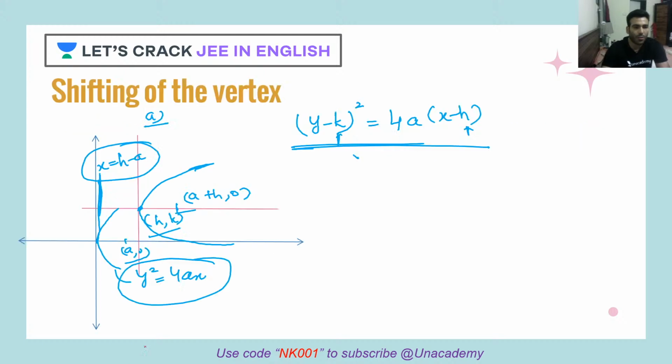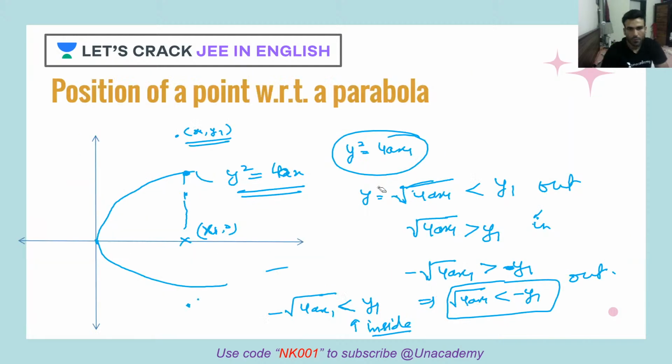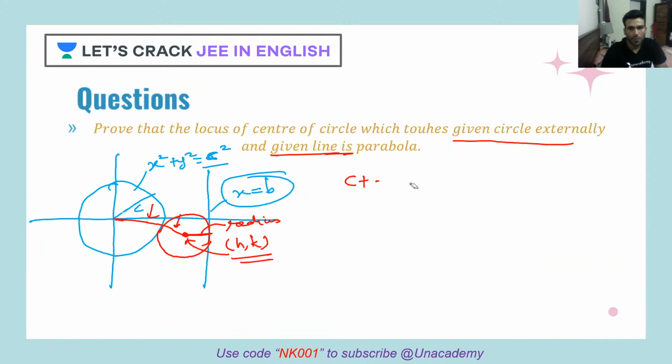So to calculate this, we'll calculate the perpendicular distance of this center from the given line. So mod of h minus b upon root of 1. This distance, this is your radius, plus constant, will be equal to what? C plus, your c is the radius of this, and this will be equal to, let's say, a big constant, because this is going to be constant always. True. This is your constraint.